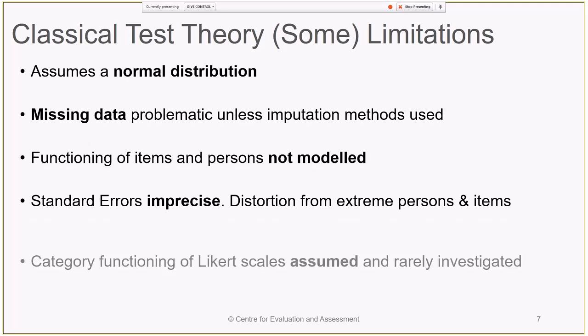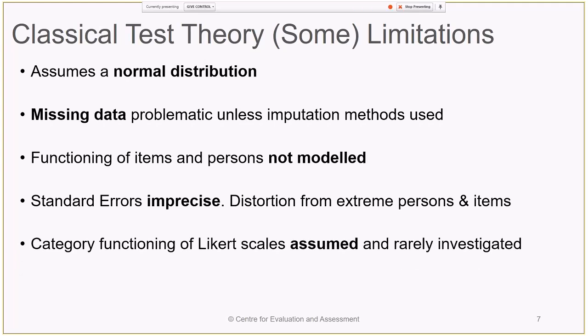Category functioning, so if you've designed a Likert scale, then you just assume it's working, and this is rarely investigated in classical test theory. But if it's not working, that causes bias in your data. And then often ordinal data are handled as though it were interval.